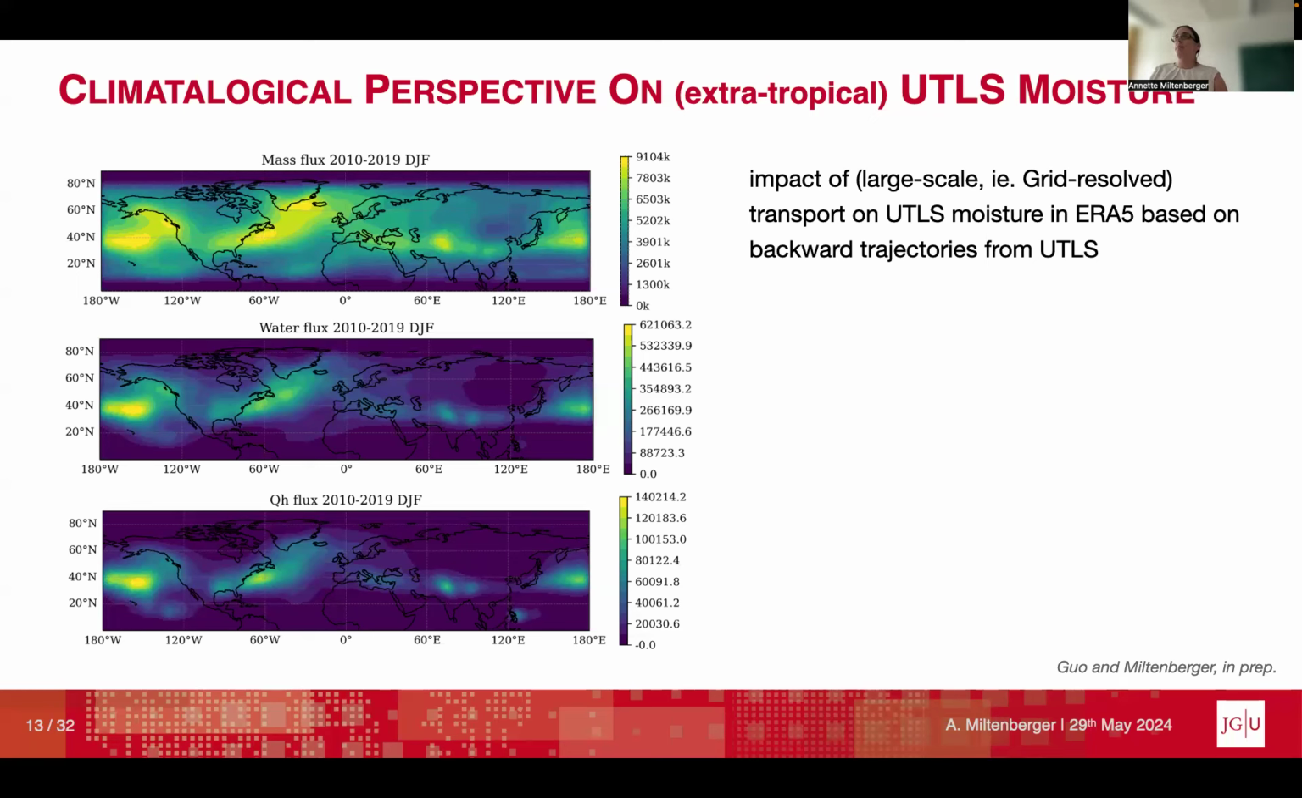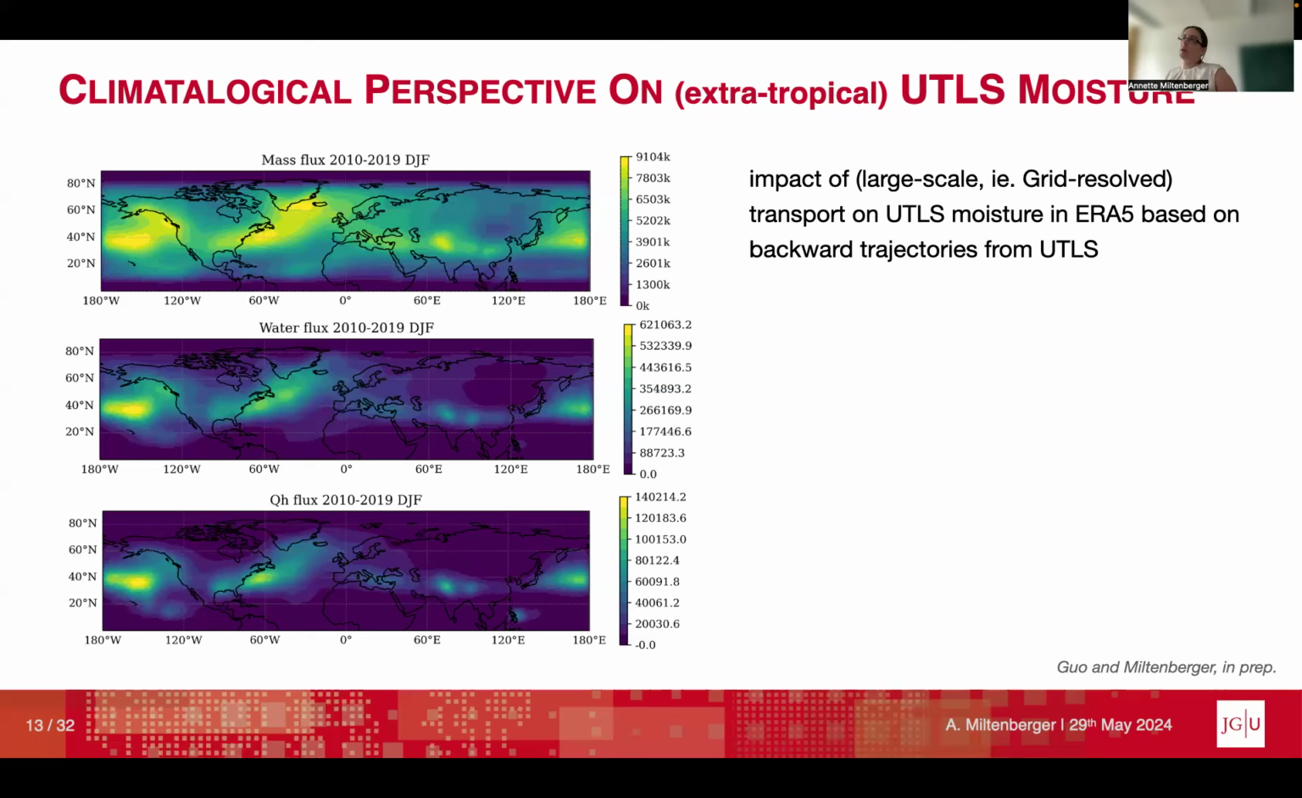What you can see on top is the entire mass flux, and then in the middle panel, the total water vapor flux, the total water flux into the UTLS, and at the bottom, the hydrometeor water flux. So we can see that the water flux, unsurprisingly, kind of mirrors the mass flux. So we have large mass flux. We also see large water flux.